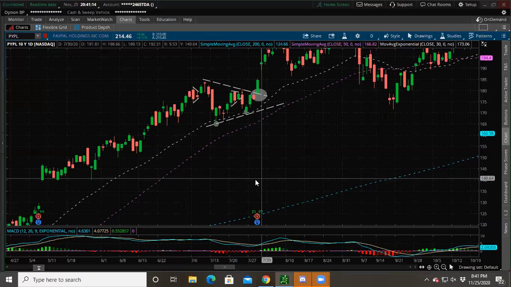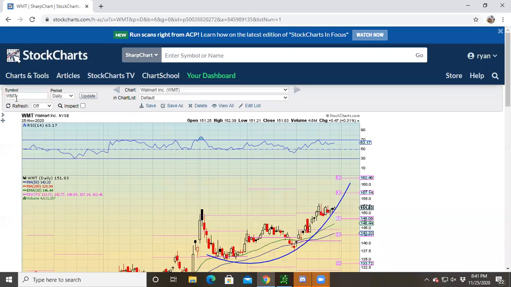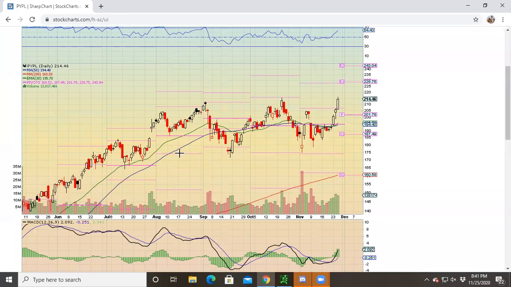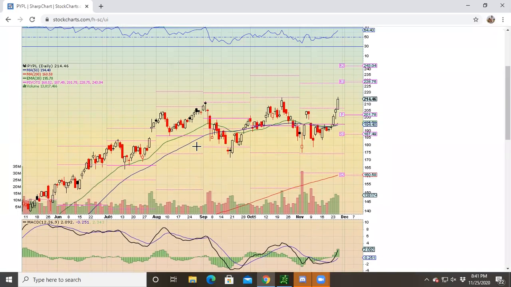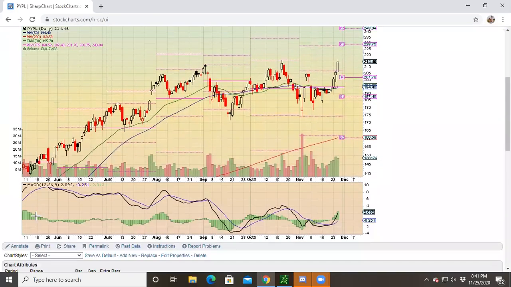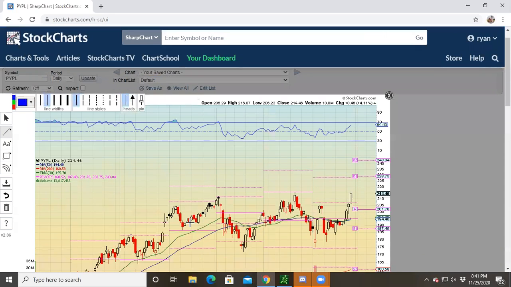That's key. So I wanted to go to stock charts real quick. We're going to go to PYPL, and I just want to show you the difference between the two, why I like it so much. What I like doing on these, and I forgot who I told the other day, I think it was Gorgon, I think I told what I like doing here.